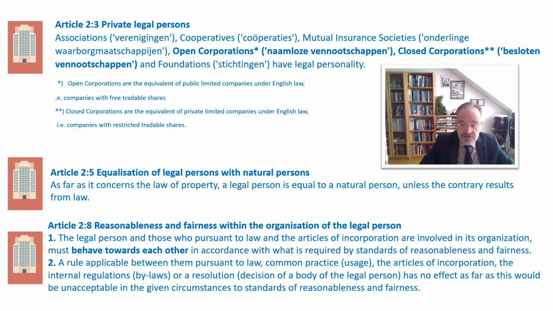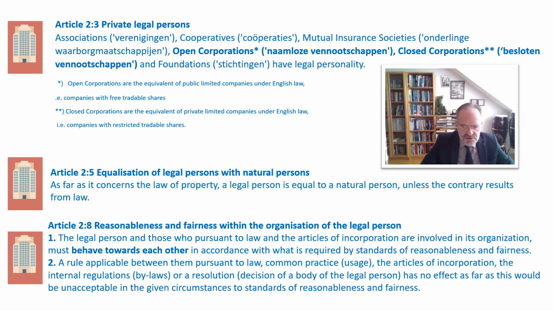Now, one of the characteristics of the legal person was its independent existence. That is reflected in Article 5 of Book 2, which explicitly states, as far as it concerns the law of property, and that means property law and also contract law, a legal person is equal to a natural person, so it can participate independently in business.